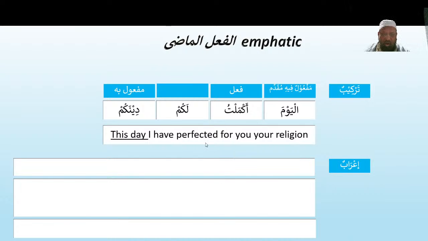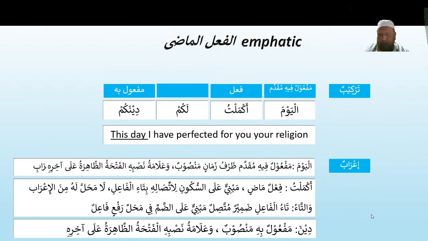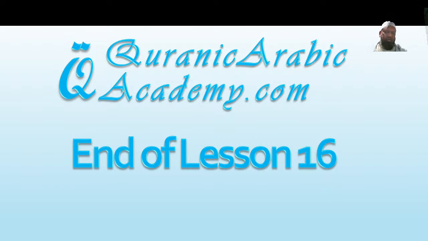Those of you who know, lakum, as you know it. So اليوم أكملت لكم دينكم. So any ism we see in mansub case, there is a fail after it, will be مفعول, either مفعول به or any other slots we can talk about. Okay, so this is the end of lesson number 16.